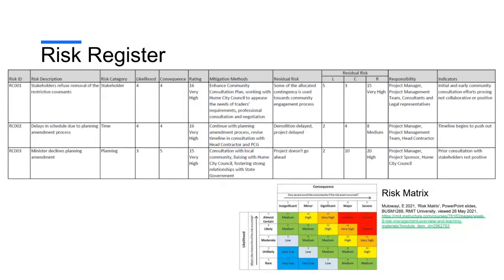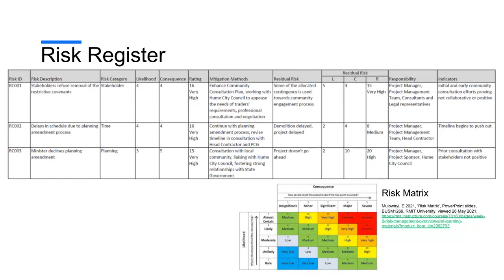And then you have a column with the responsibility of the person that will deal with that particular risk, and the indicators, so the signs that will tell you that the main risk and the residual risk are about to happen. All of these likelihoods and consequences come from the risk matrix, which is universal, so you would have that as well to follow through on how to assess the likelihood and consequences.